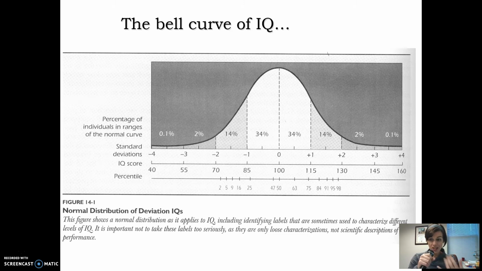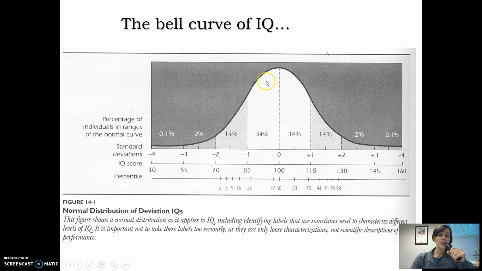When we map IQ onto the normal distribution, 100 is the average. It is also the median, which means 50% of the population scores above 100, 50% of the population scores below 100, and then it's also the mode. If you looked at a lot of different people, odds are pretty good most of them would be centered around 100. It's the mode. It's the most frequently occurring value.